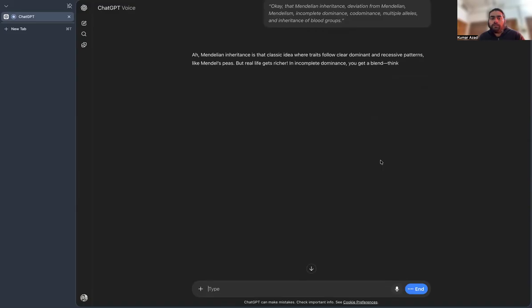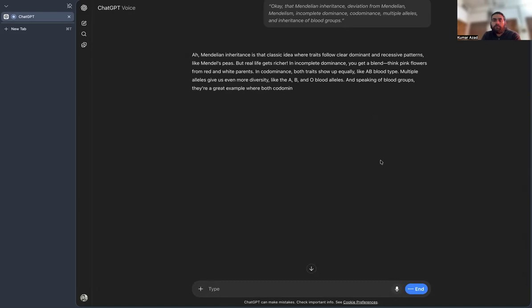In incomplete dominance, you get a blend. Think pink flowers from red and white parents. In codominance, both traits show up equally, like AB blood type. Multiple alleles give us even more diversity, like the A, B and O blood alleles. And speaking of blood groups, they're a great example where both codominance, A and B, and multiple alleles come into play.